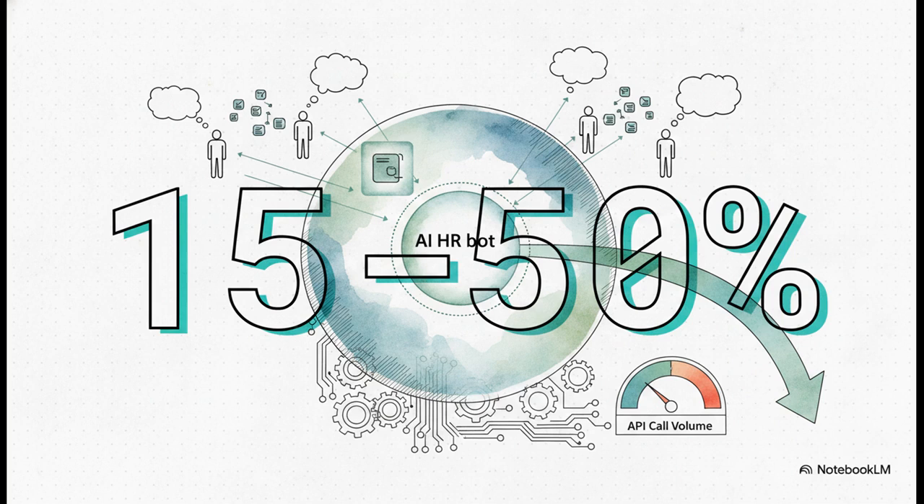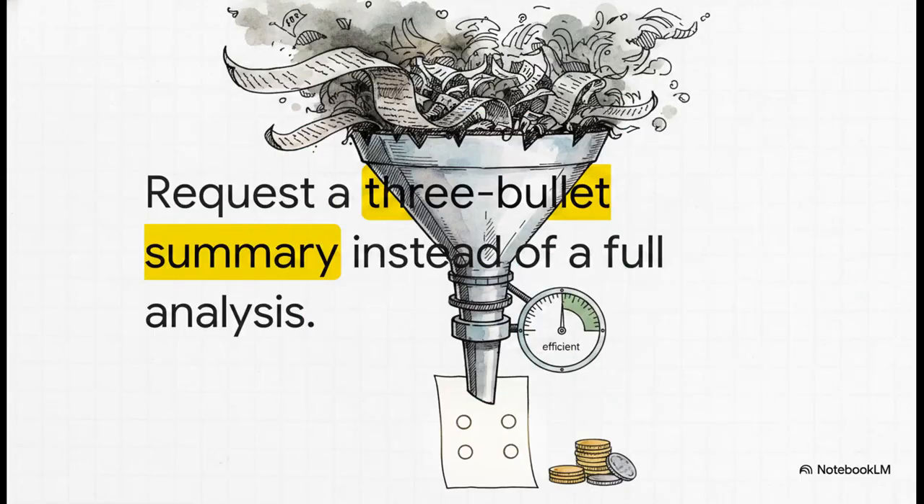This is basically the practice of storing and reusing LLM responses for queries that are semantically similar. Think about it. If 10 people ask your internal AI HR bot the exact same question about the holiday policy, you really shouldn't be paying the LLM to generate that same answer 10 separate times from scratch. Organizations that teach their users to flag repeated query patterns for caching can yield an incredible 15 to 50% reduction in API call volume.